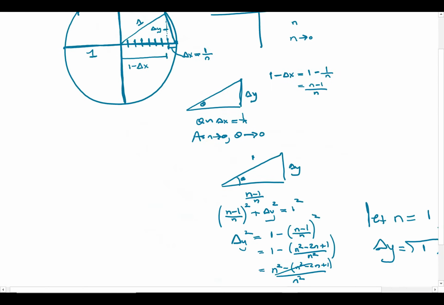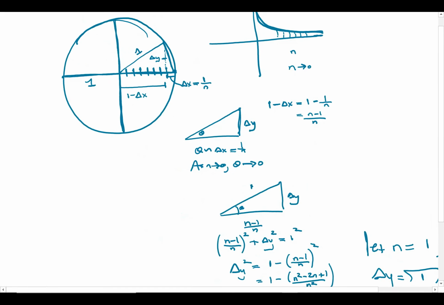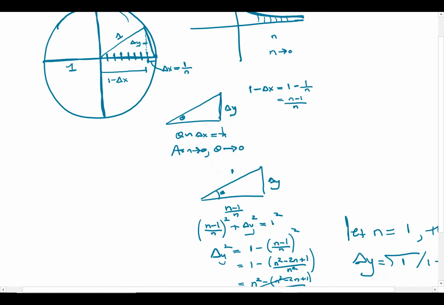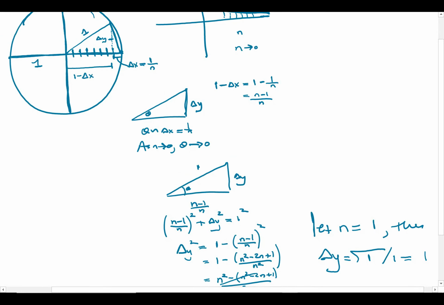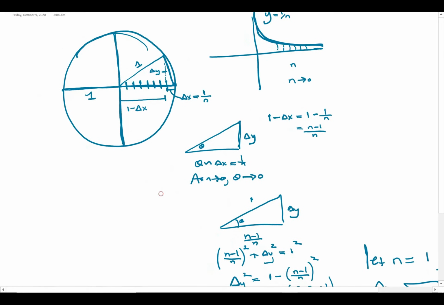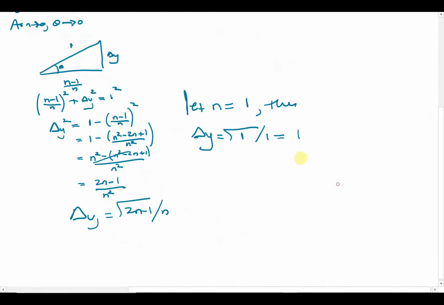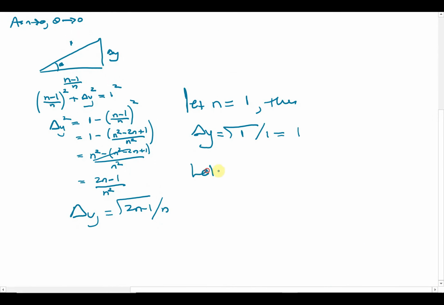So what that means right here is that if n equals 1, 1 minus delta x is 0, and what we're actually calculating is this length, which is 1. So now let's let n equal 2.